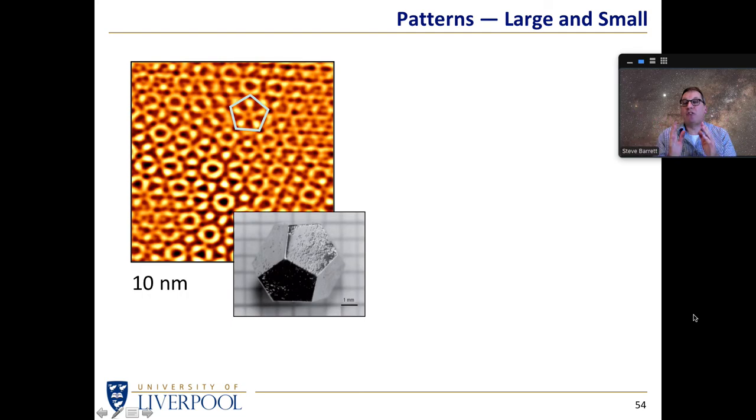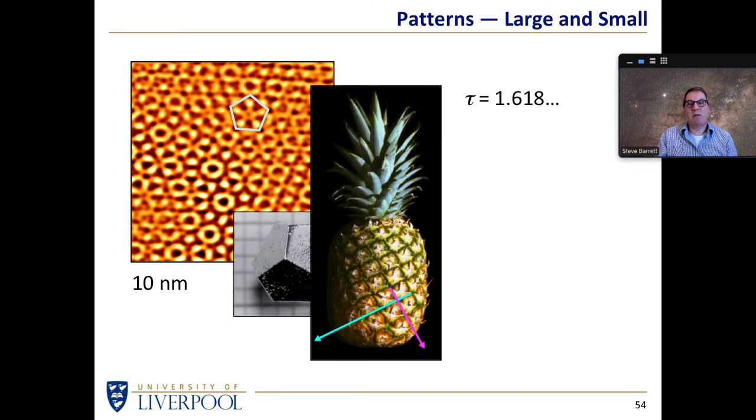If we look at the ratios of the distance of these atoms to those atoms, we find, for this particular material, a particular ratio keeps cropping up, 1.6 and a bit. This is the same ratio as if we took a pineapple and counted the scales in one direction and counted the scales in the other direction. The ratio of those two numbers is 1.6 and a bit.